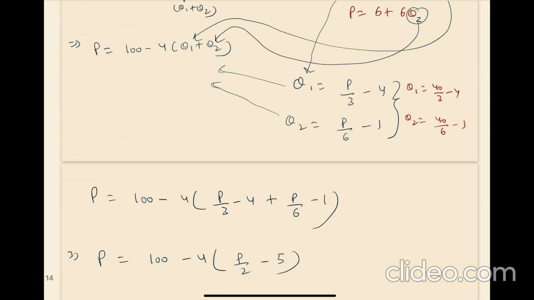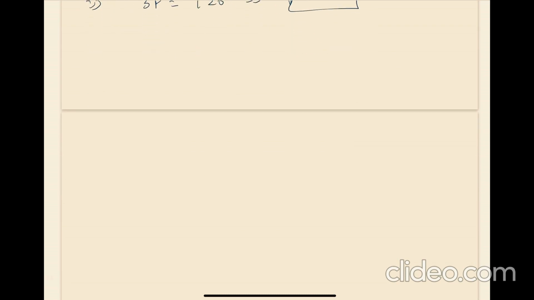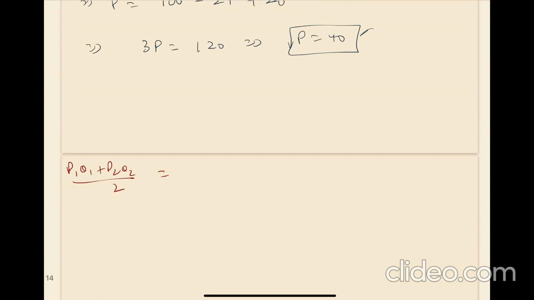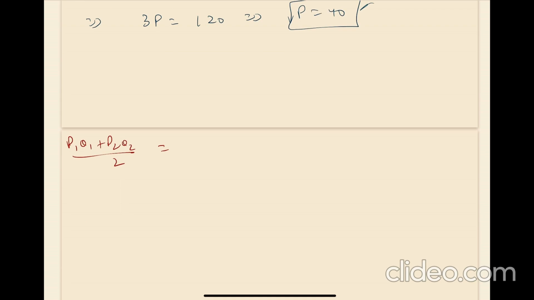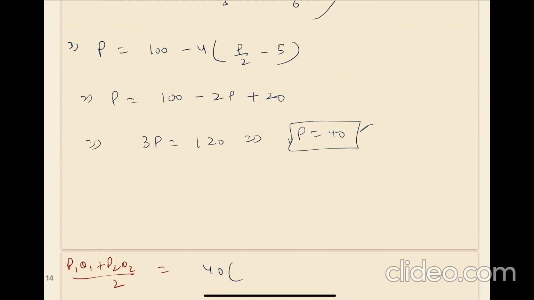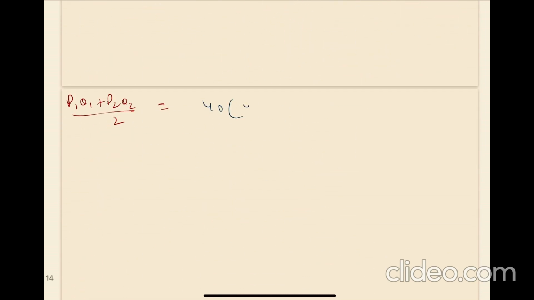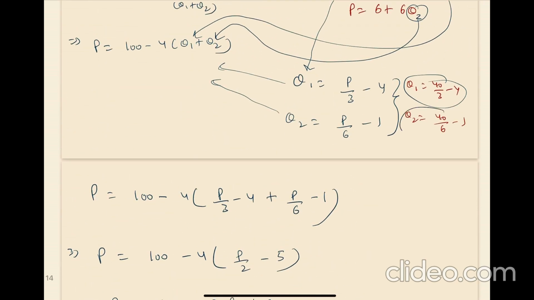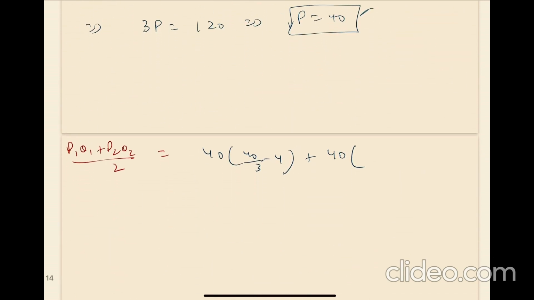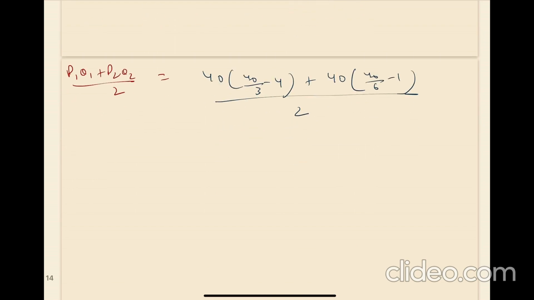So why not just write this? So we want to find out what is (P1 Q1 plus P2 Q2) by 2, right? Now, if you see P1, so price we have already calculated, that is 40, right? And what is Q1? Q1 you can write from here. So that is 40 by 3 minus 4. So this is 40 times (40 by 3 minus 4) plus P2 again 40. And what is Q2? Q2 is this 40 by 6 minus 1. So 40 times (40 by 6 minus 1), right? And this whole is divided by 2.